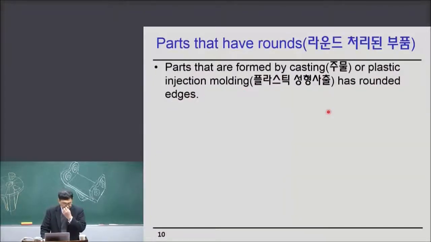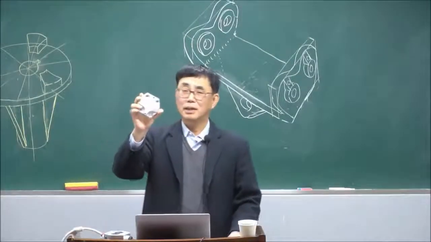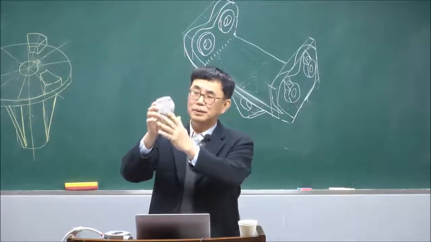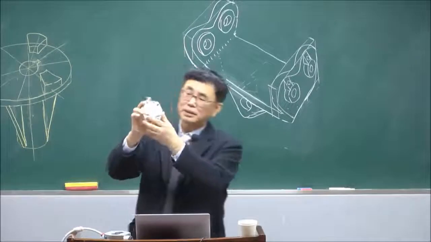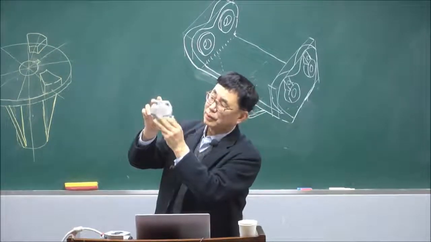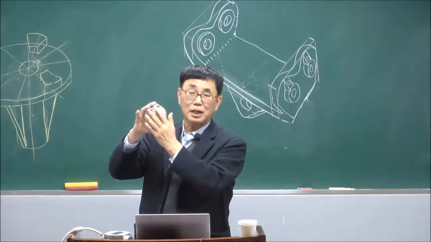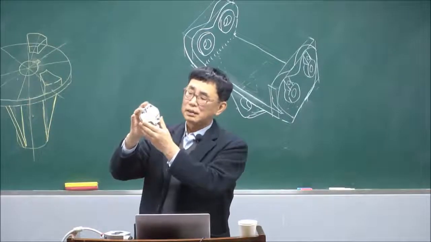All right, and there are so many parts that have rounds. The parts that are formed by casting or plastic injection molding have rounded edges. For example, please zoom in. Now, I'm afraid you cannot see it exactly, but this has rounded edges because this part was formed by aluminum die casting.